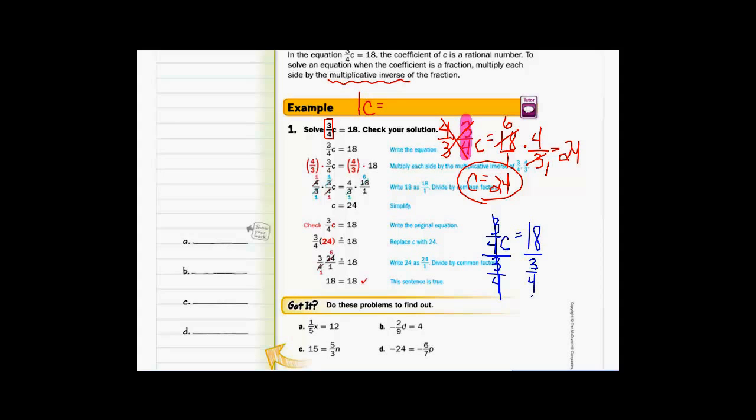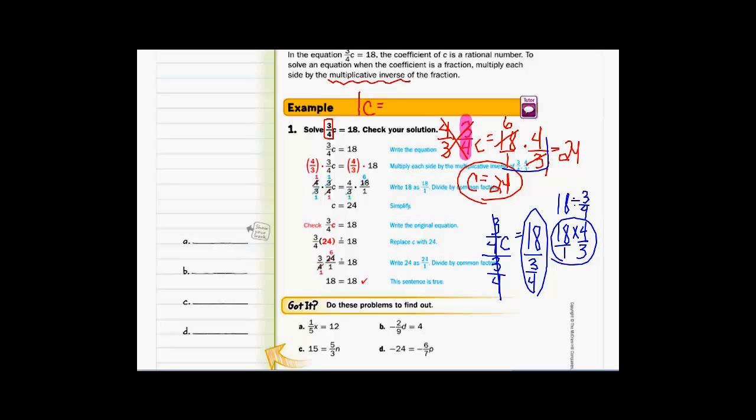Now, if you remember anything about dividing fractions, you have the top one. The divide sign changes to multiply. Let me just write this out here for you. This is basically what we have written right here. 18 divided by 3/4. So you basically have the first one, divide sign changes to multiply, and you have to flip the second fraction.